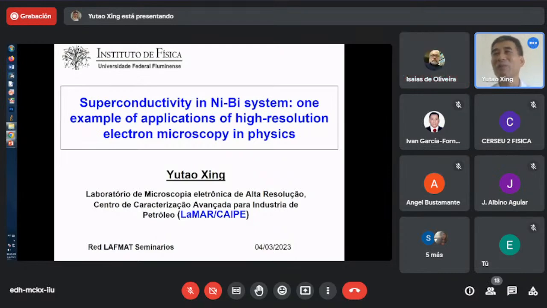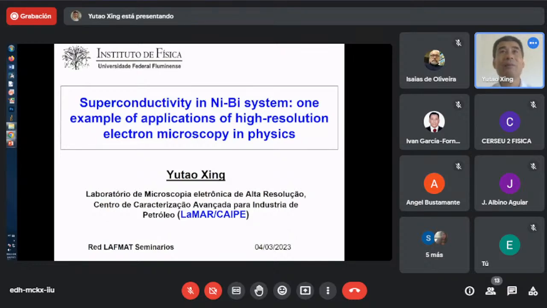First of all, I would like to thank Professor Oliveira for inviting me to give a seminar about our work. So my talk will be about superconductivity in nickel-bismuth systems. It's an example of the application of high-resolution electron microscopy in physics.